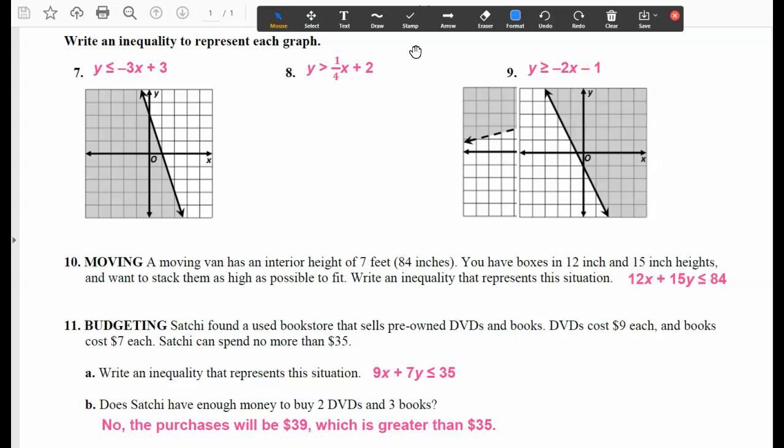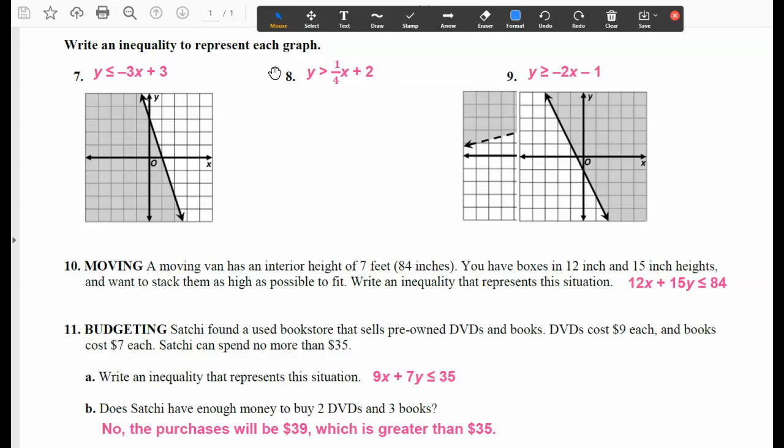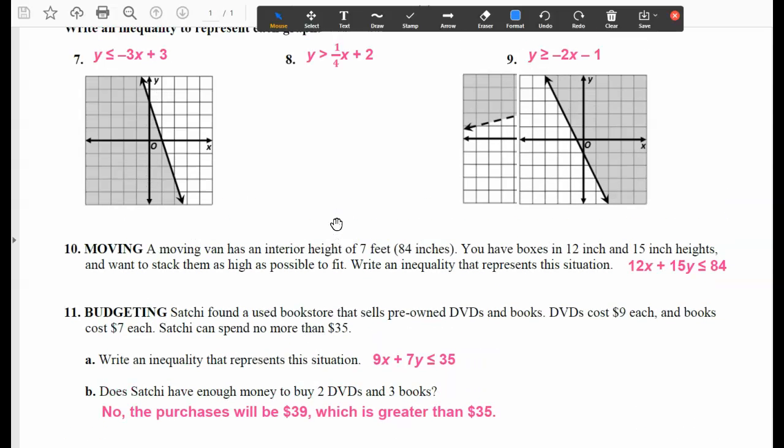Continuing down on that handout, in number 7, 8, and 9, oops, sorry about that glitch right there, 8 should be over here. You are finding the equation that goes to it. So you look at the graph and identify the equation. And then in 10 and 11, you have your word problems. So the idea is, can you construct the word problem given that information?